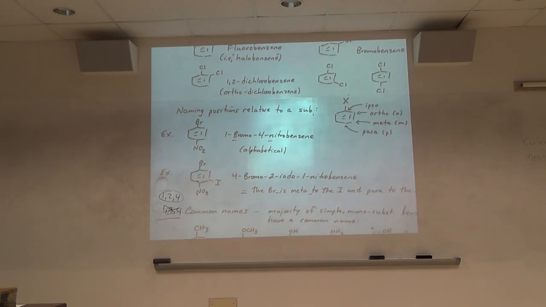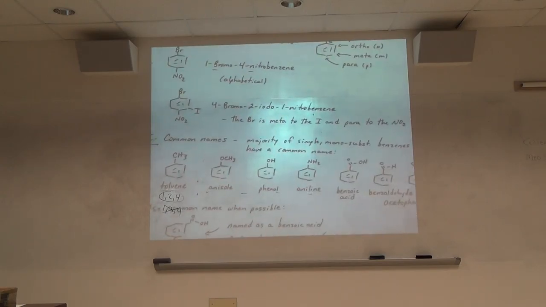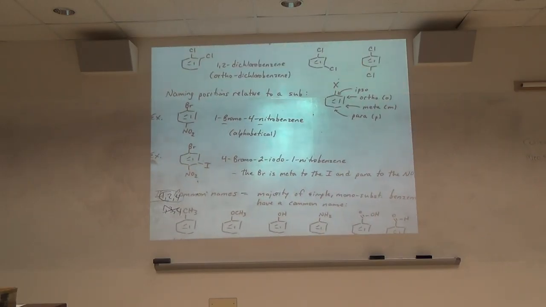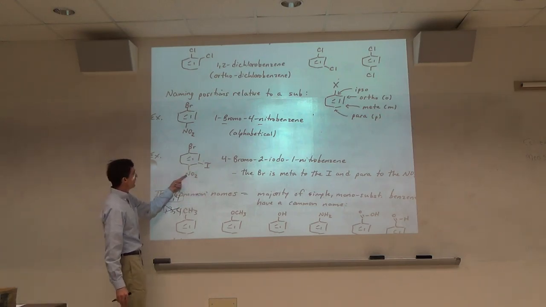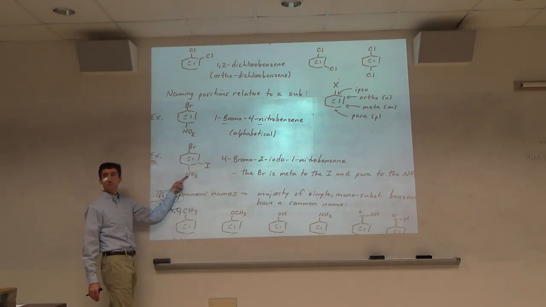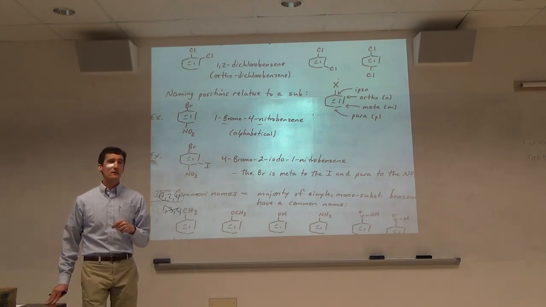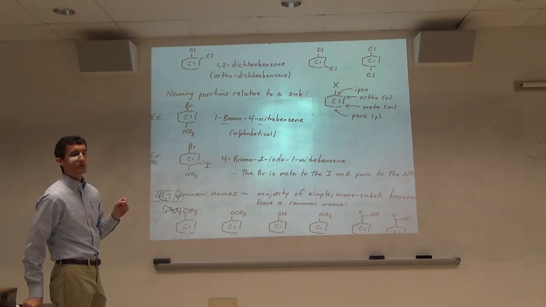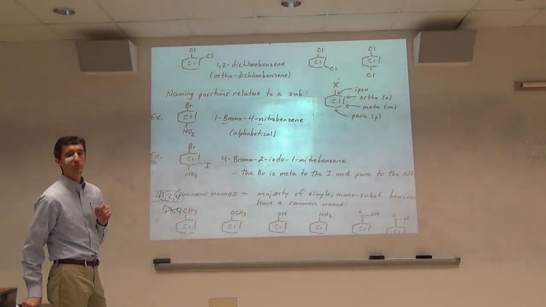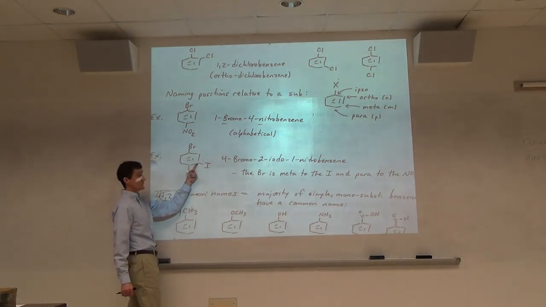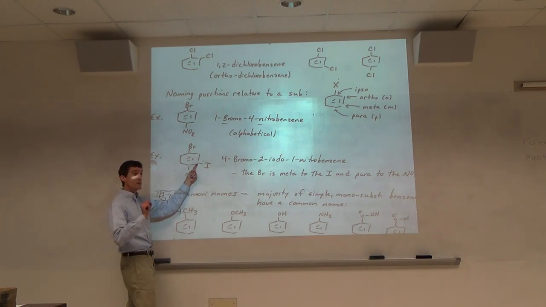Sean? Questions? Okay, so that's systematic. Question. Which halogen is para to the nitro? Bromine. On your paper, which carbon is ipso to iodine? Or if we're talking about iodine, which point to the ipso carbon? The one right there. The ipso carbon is the one that has the group. Now you have to identify which group you're talking about.